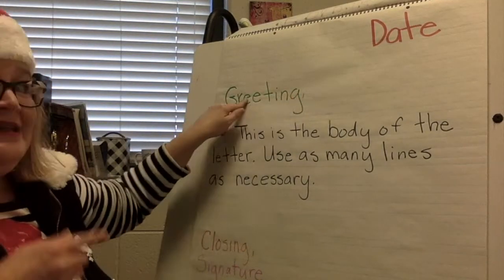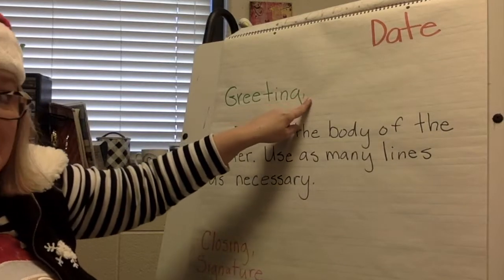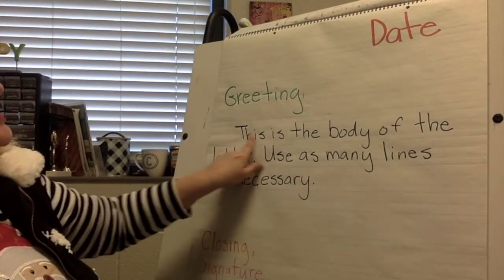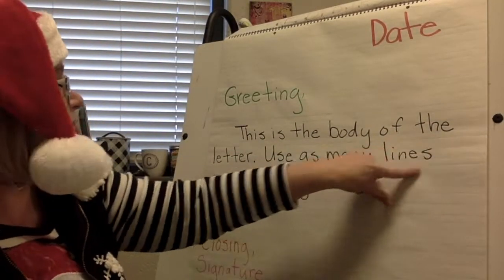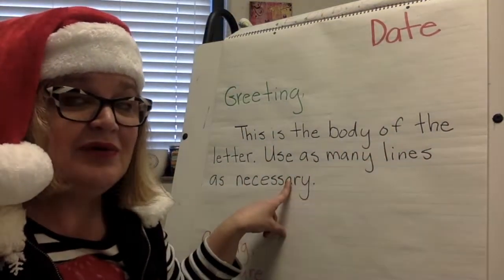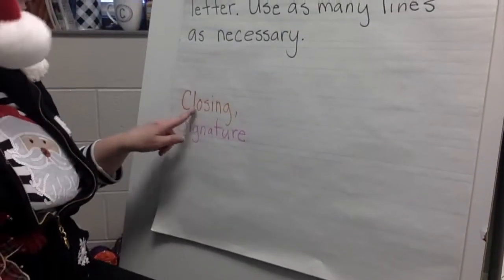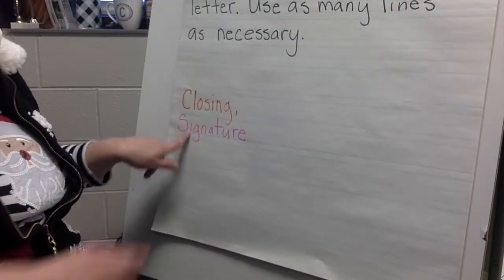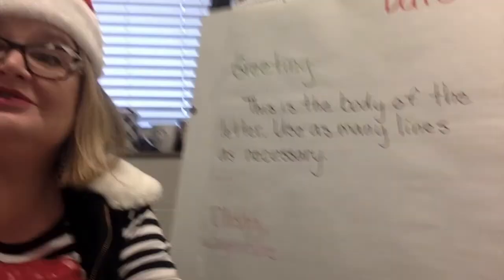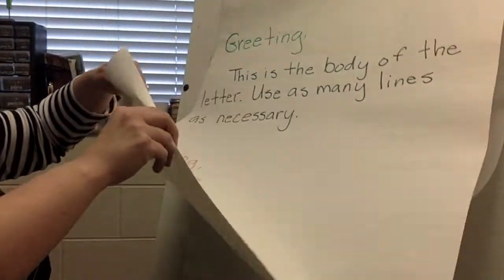Then we have the greeting. That's where Santa Claus is smiling, okay? Then we put a comma after the greeting. Then we have the body. This is whatever we want to say in our letter. And we have as many lines as we need to say what we need to say to Santa. Then we have our closing and a comma. And then we sign our name, and that is the signature, okay? So let's practice writing a letter to Santa.